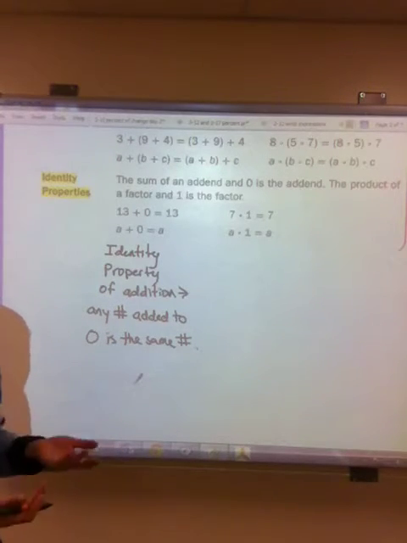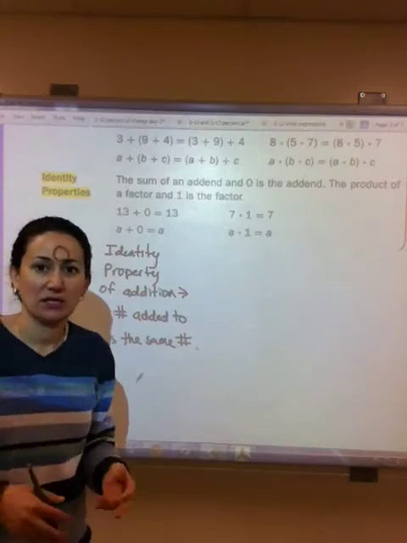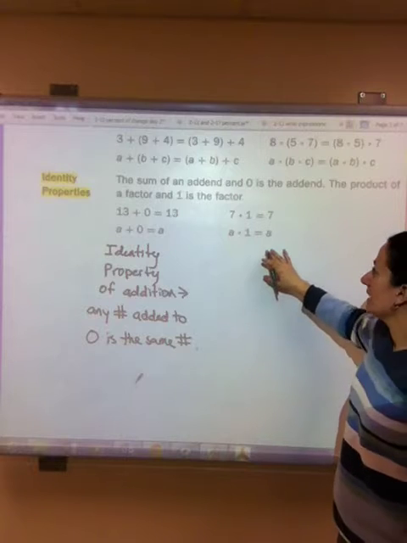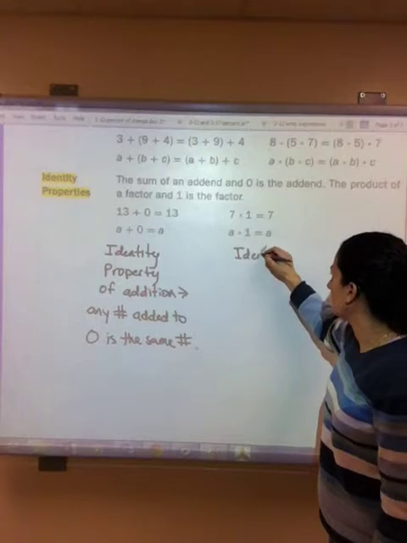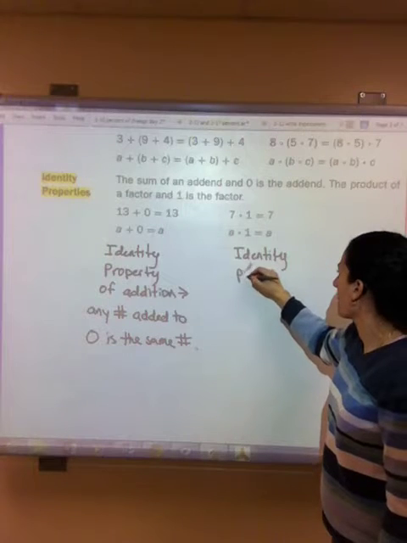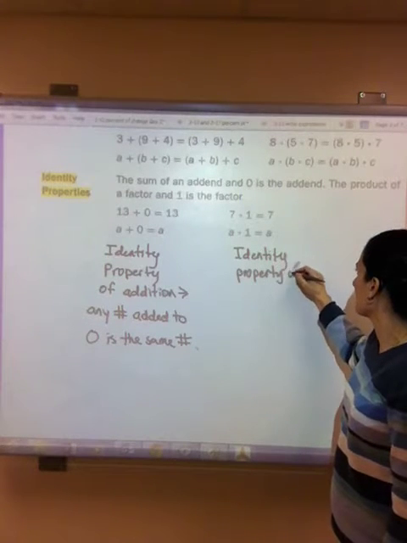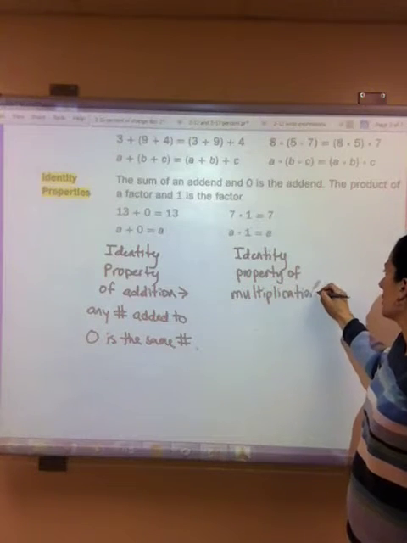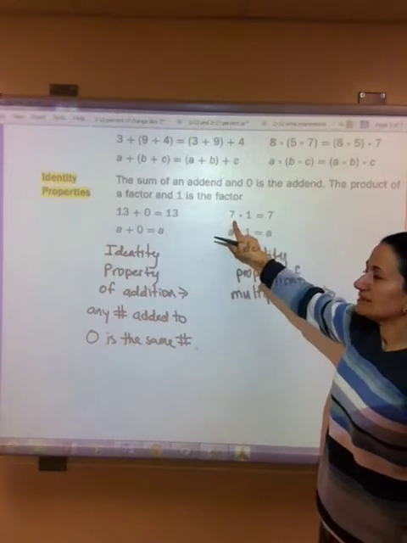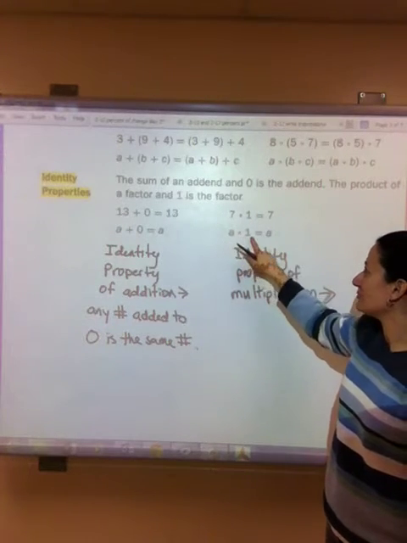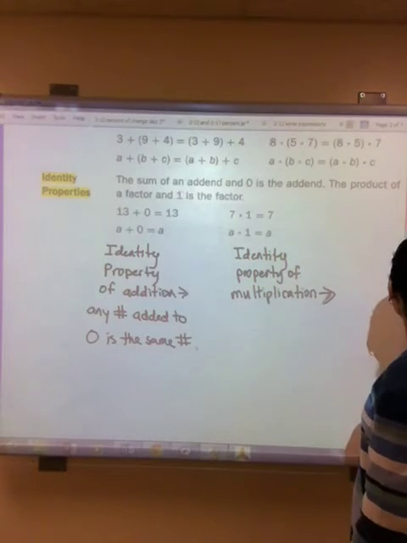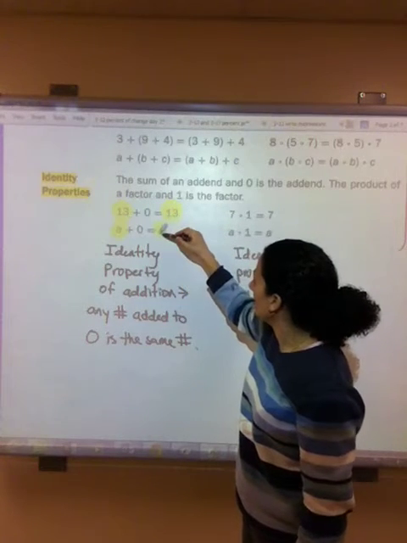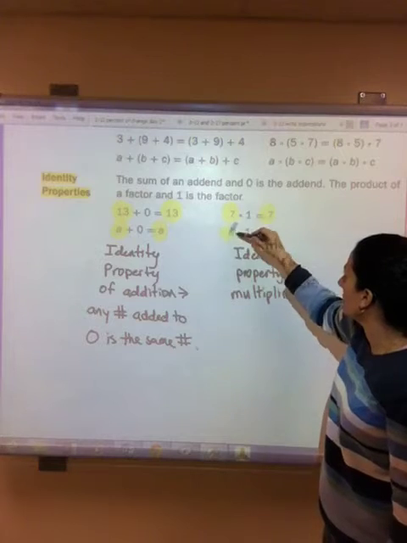This also works for multiplication. All three of these properties work for addition and multiplication. Identity is a little bit different though. When you talk about the identity property of multiplication, this means that 7 times 1 is 7. Anything times 1 is that same number. In the identity property, you're seeing the number in the answer. The number in the answer.